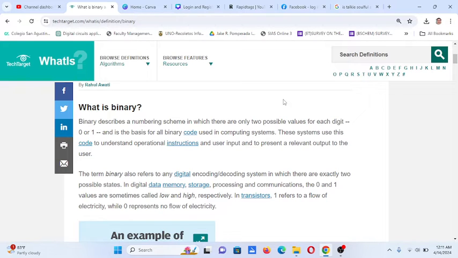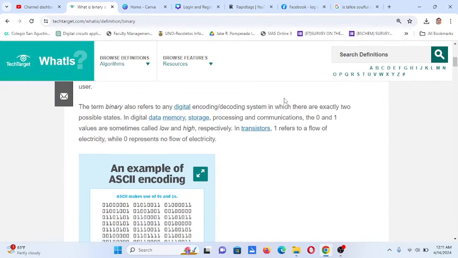These systems use this code to understand operational instructions in user input and to present a relevant output to the user. The term binary also refers to any digital encoding-decoding system in which there are exactly two possible states. In digital data, memory, storage, processing, and communications, the 0 and 1 values are sometimes called low and high, respectively. In transistors, 1 refers to a flow of electricity while 0 represents no flow of electricity.